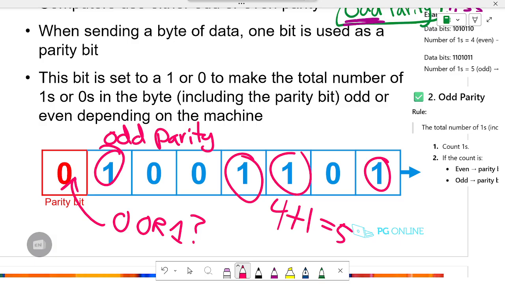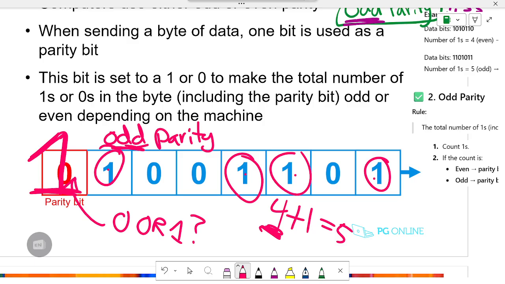The total number of ones must be odd. How many ones do I have? 1, 2, 3, 4. 4. Is 4 an odd number? It's not. It's even. And so I need to add 1. So should this number be a 0 or 1? Yes. It's 1. Does that make sense there, Yuna?